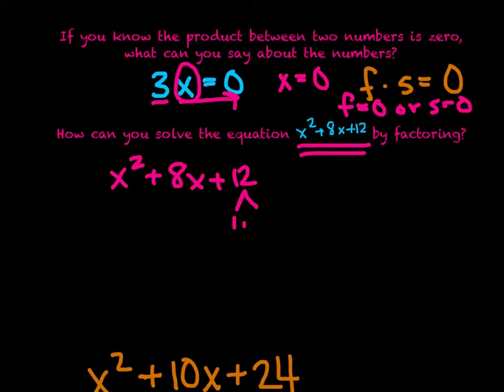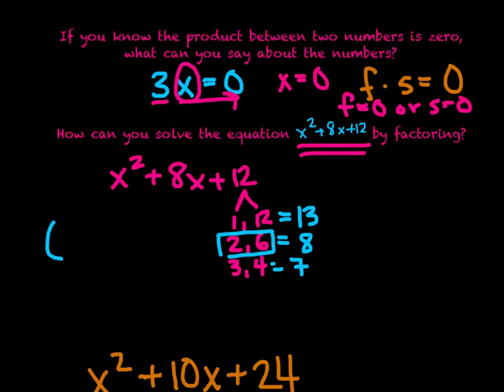12 can either be 1 times 12, 2 times 6, or 3 times 4. Looking at those, I also need to see which ones are going to add or subtract to be 8. So 1 and 12 could add to be 13. 2 and 6 could add to be 8, 3 and 4 could add to be 7. So here are my prized possessions from this one. We have x plus 2 times x plus 6. That'll give me the factored form of the expression.